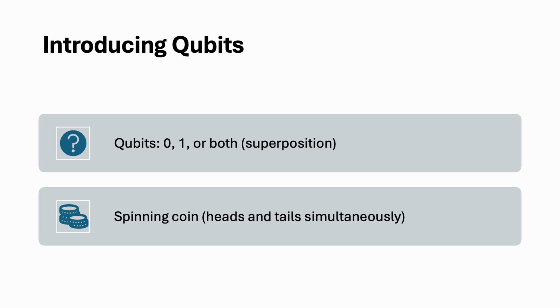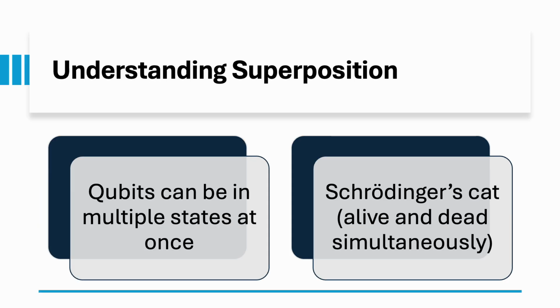As mentioned, qubits are 0, 1, or both, that is superposition. Think of spinning a coin, heads and tails simultaneously. If you flip a coin, it goes into the air, and it comes down either 0 or 1, heads or tails. What if it stands? Think about it. That's a great question. Let's look into understanding superposition with an example.